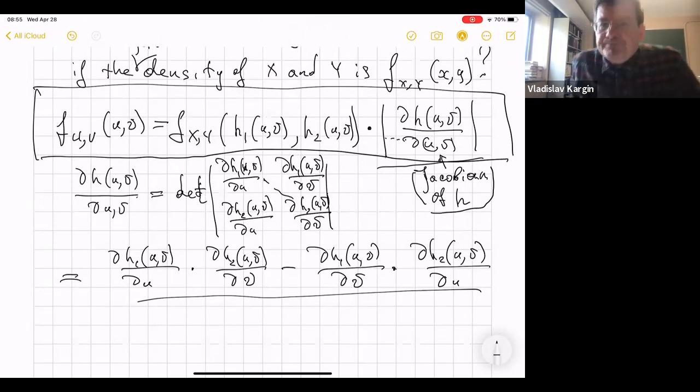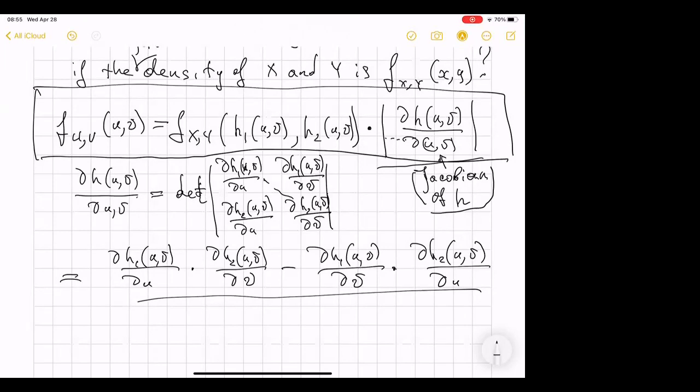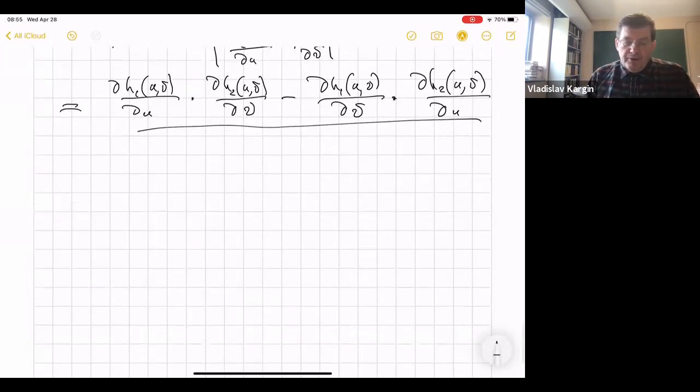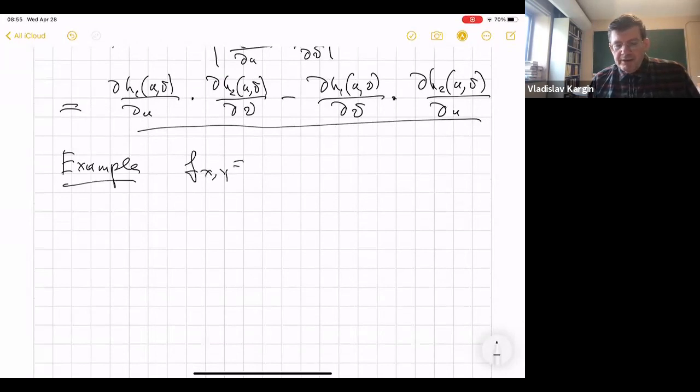All right. So let's restart, and guys, we are going to finish this example. Here's another example. We have f of x y equal to 3x if 0 is smaller than y, smaller than x, smaller than 1, and 0 otherwise.